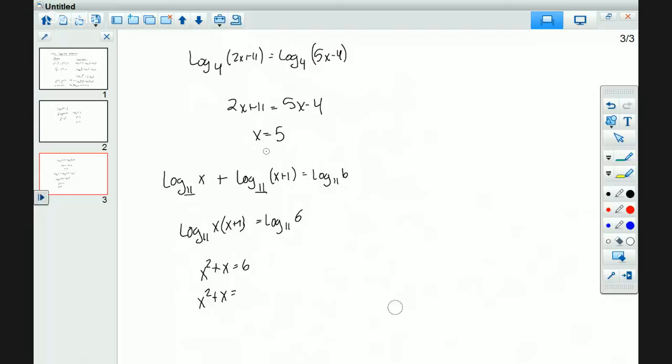Set it equal to 0. This one I think is factorable, yeah. Oh, no. And then what is x equal? 2 and -3.